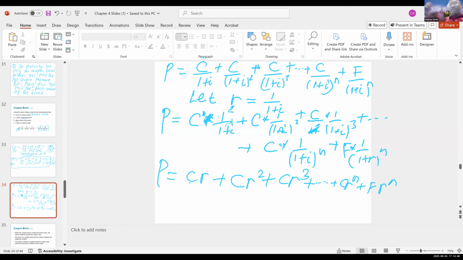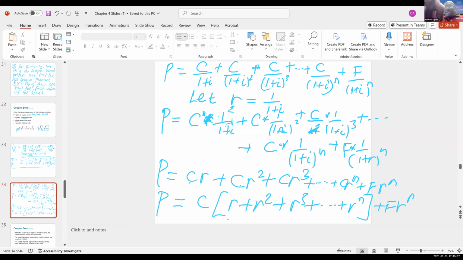And from here, you see C is common everywhere. We can factor that out. So P is going to equal C times R plus R squared plus R cubed, up to R to the power N, then plus F R to the power N. This is what we found for the fixed payment loan. We already have this formula. Remember this formula: whatever is in parentheses, we derived as a geometric progression series. This series sums to 1 minus R to the N plus 1, divided by 1 minus R, then minus 1.